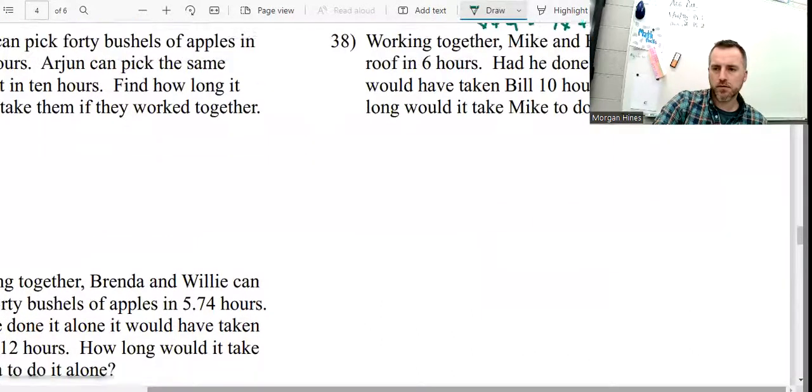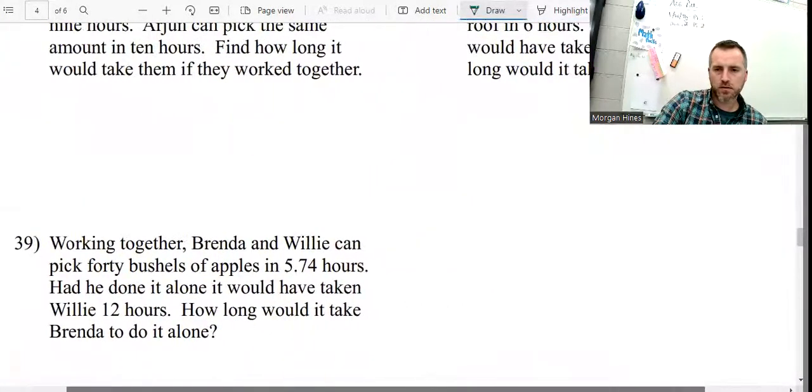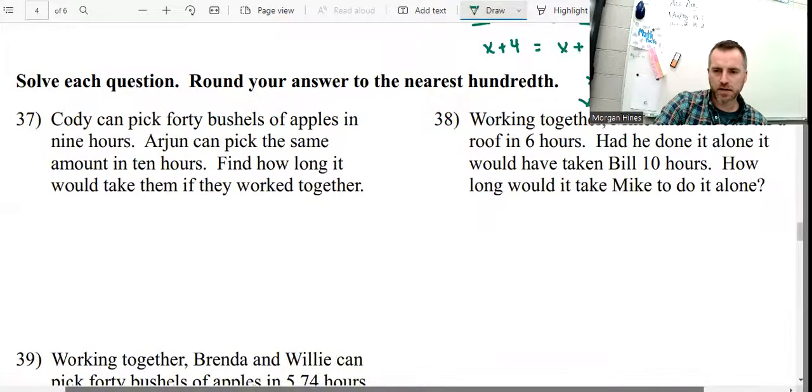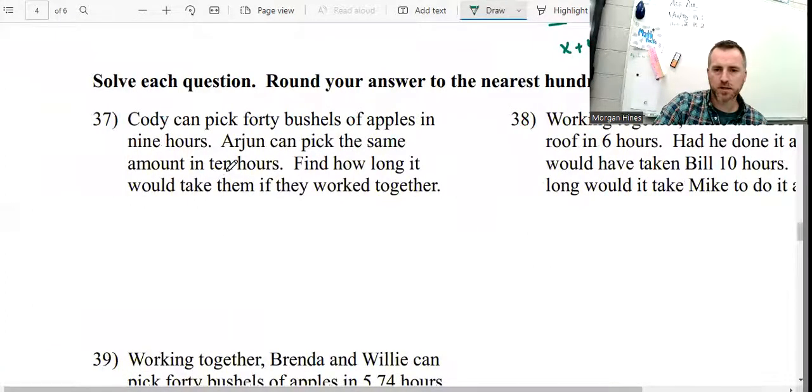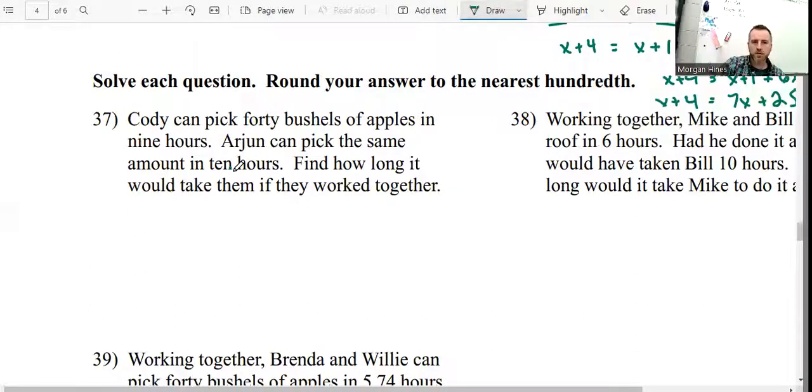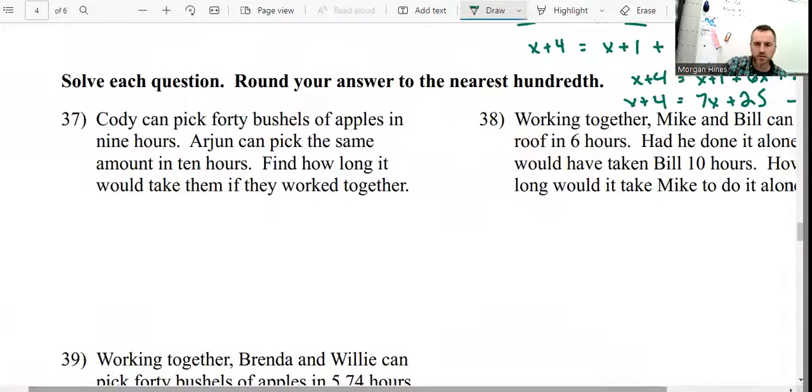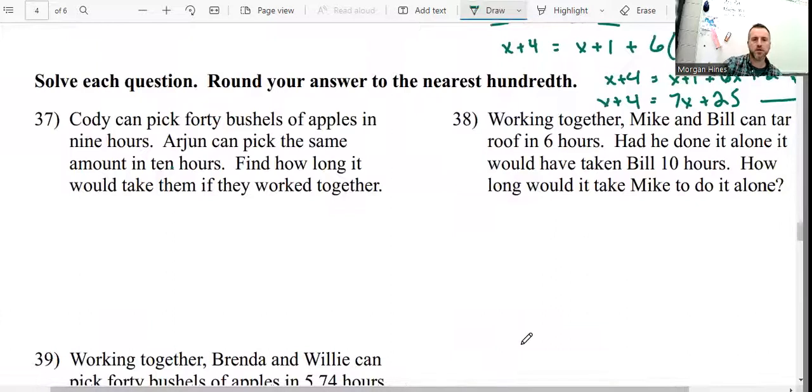Let's do, we're going to do 37 and 38 because there are two main types of problems here. So this is an extension of the concept of rational equations. And this is a type of problem that you could use rational equations to solve.